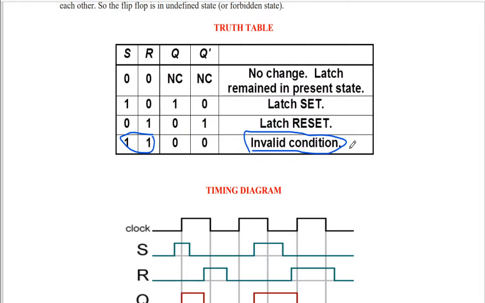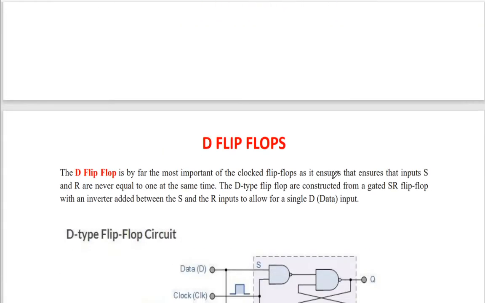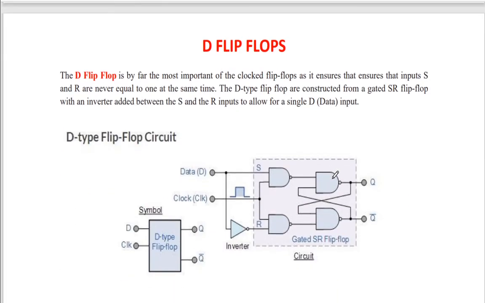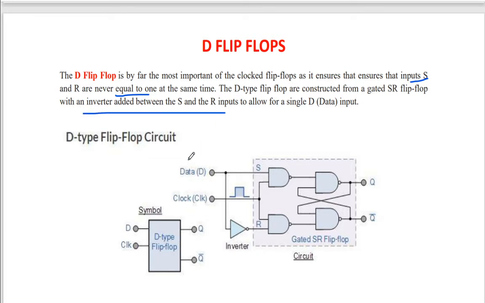To solve this problem, we have the next flip flop coming into the picture, that is your D flip flop. Here we are trying to simplify the problem that occurred in your SR flip flop, that is, when both S and R are 1, the output goes into an undefined or invalid state. So how does this D flip flop try to overcome this problem? A D flip flop can be constructed from a gated SR flip flop with an inverter added to the SR input to allow for a single D input. We call it a data input.